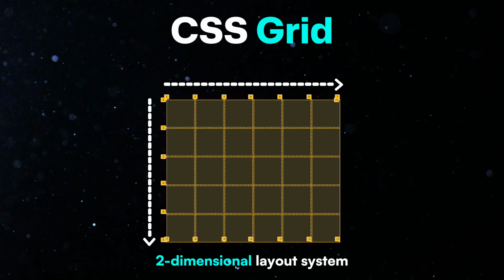Instead of writing these 4 properties, CSS gives us shorthand properties: grid-row and grid-column. Both take 2 values, separated by a slash. The first value is the starting line, and the second value is the ending line.